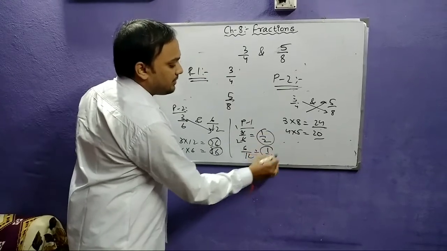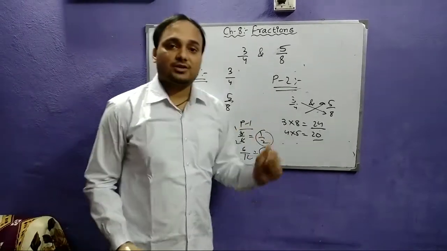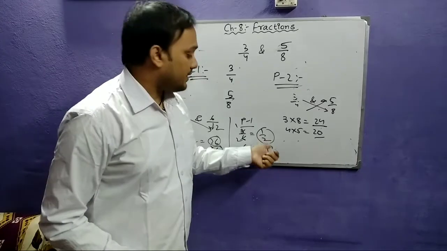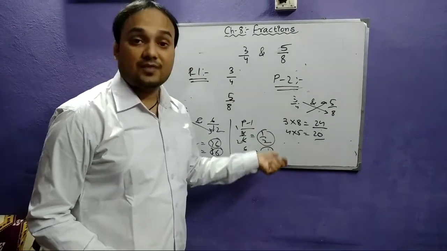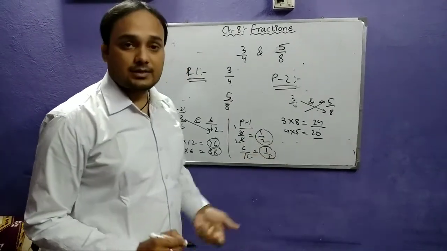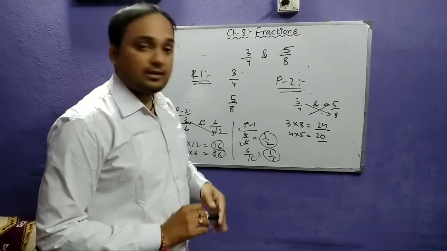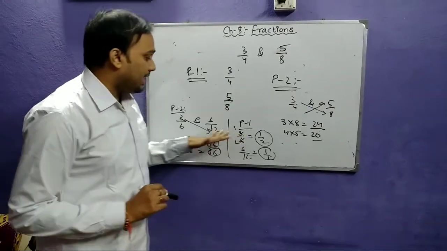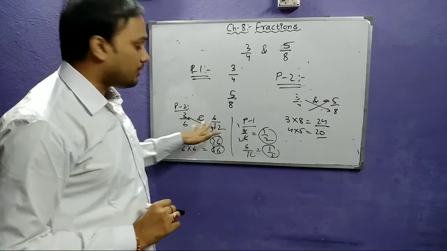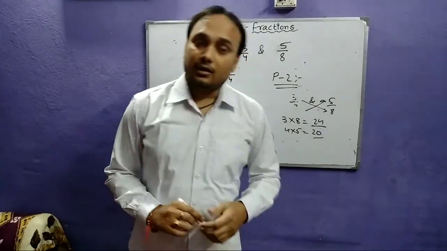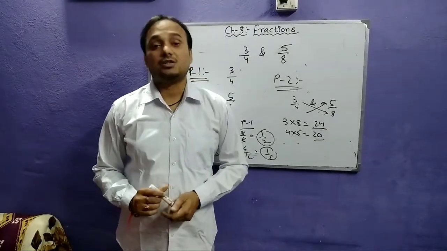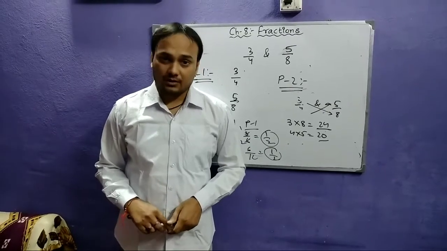See, after the simplest form, we see that both the fractions are the same. So we can say that yes, both the fractions have the same final value, that means they are equivalent fractions. So we can apply either process, whether process 1 or process 2, to check which fractions are equivalent and which are not.